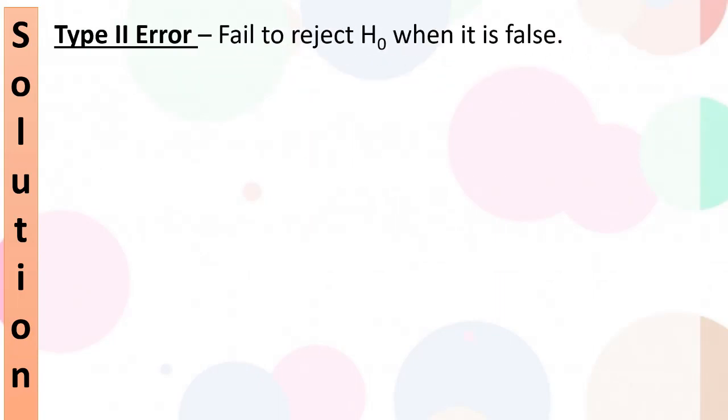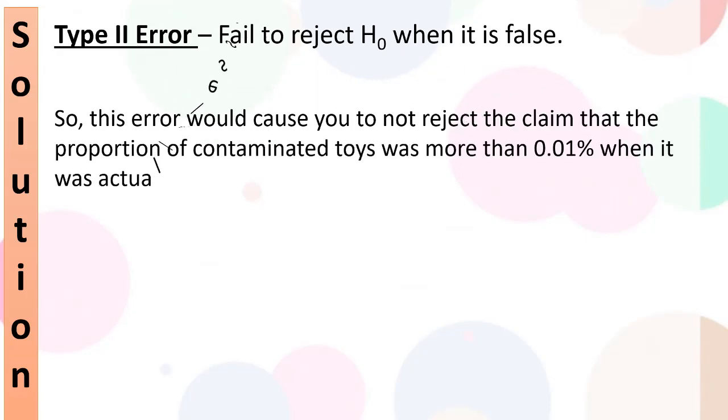That's when you fail to reject H0 when it's false. So in this error, it would cause you not to reject the claim that the proportion of contaminated toys was more than 1/100th of a percent when it was actually less. So which one's worse? Would it be worse to believe that the proportion of contaminated toys was less than 1/100th of a percent when it was actually more? Or would it be worse to believe that it was more when it was actually less?